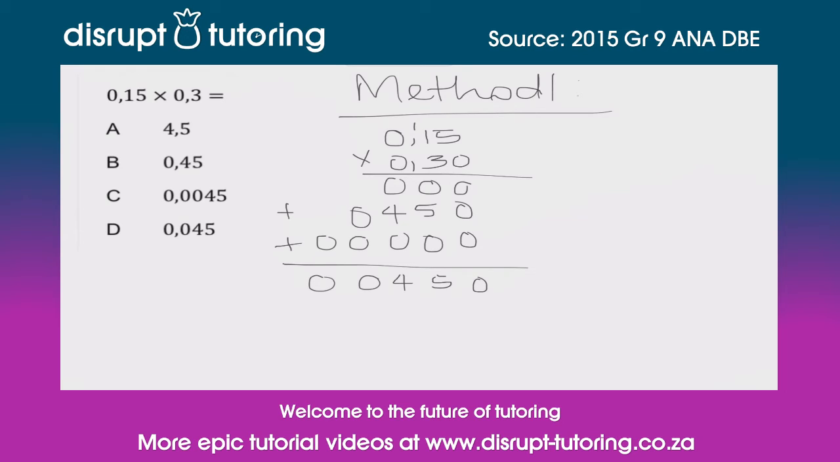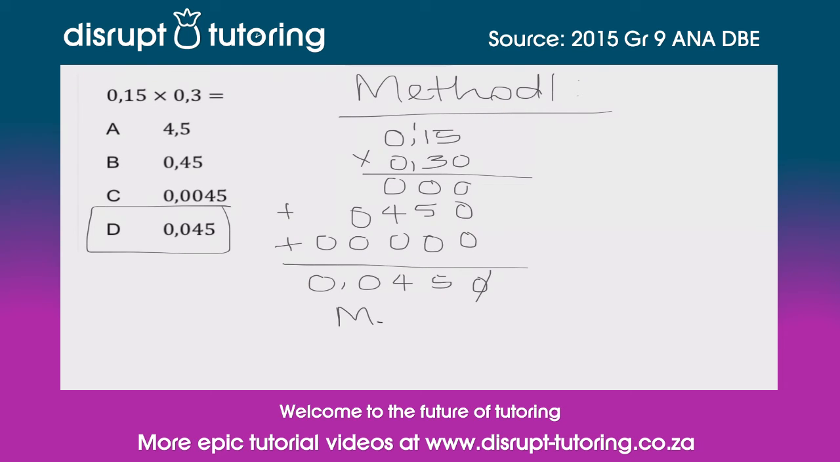Now, let's look at the total number of decimal places we've got in our question, okay? The question here that we've used is we've got 2 decimal places there and we've got 2 decimal places there. So we've got a total number of 4 decimal places. So our answer needs to have 4 decimal places. So we're going to put in the comma in there, and that's going to be our answer. It's going to be 0,045. We don't need to include that 0, and therefore our answer is going to be D. Okay? Now the second method is a little easier than this one.